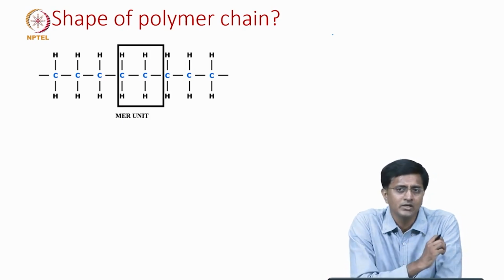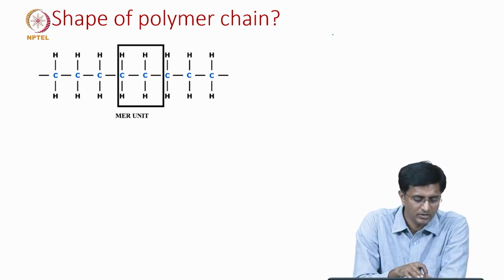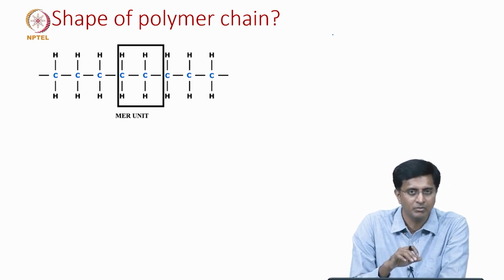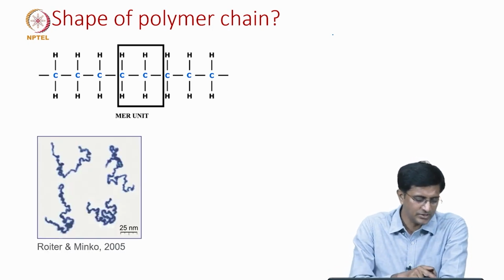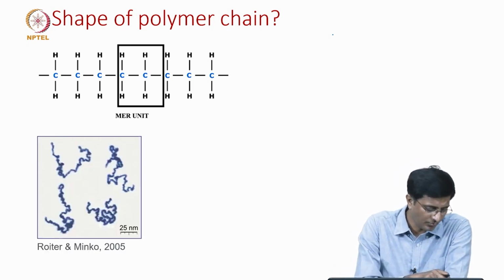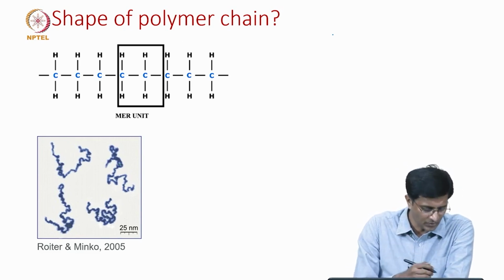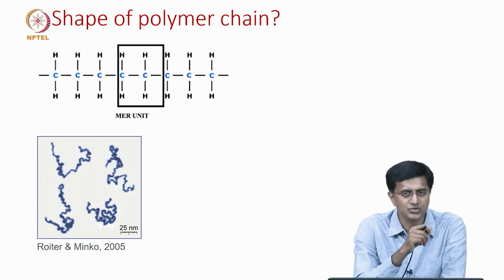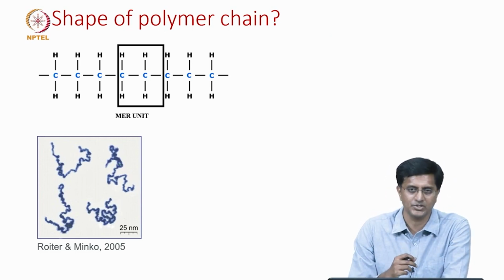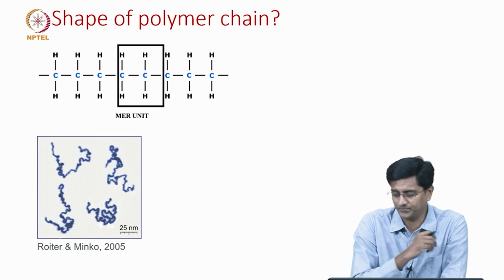Now let us look at what is the shape of this polymer chain. The schematic here shows it as though it is a very straight chain, but in reality what we see is something like this. This is an AFM image taken of individual polymer chains floating in a liquid. As you can see here, these chains have taken a very random shape. They twist, twirl and take these random shapes. Now, let us understand why it takes a shape so random.